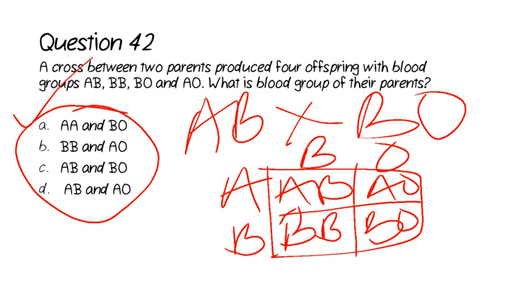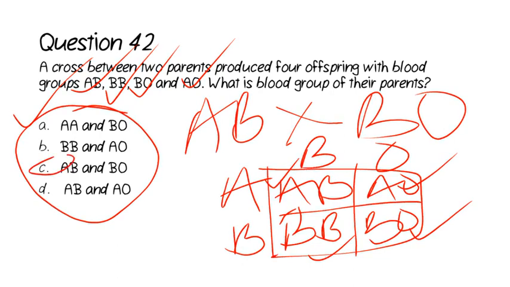Then we can compare. We have AB here, check. We have AB here, check. We have BB here, check. We have BB here, check. We have BO here, check. We have BO here, check. We have AO here, check. And we have AO here, check. We have gotten the blood type of our offspring in the Punnett square to correspond to the blood type of our offspring in the question. This implies that C is our correct option, and once you choose C, you'll be awarded the necessary mark for that particular question.